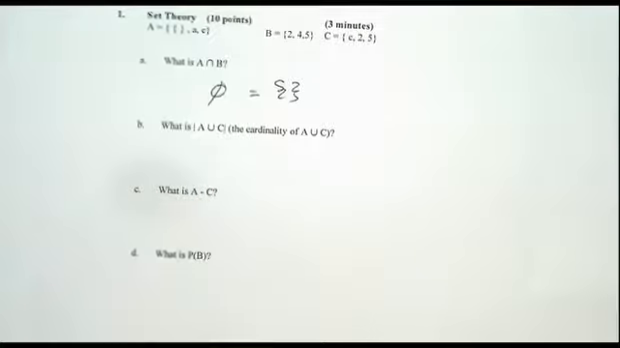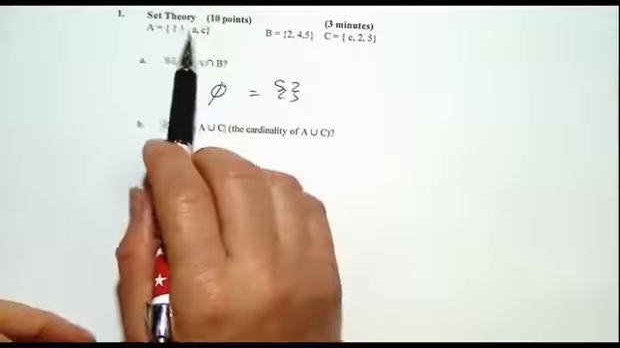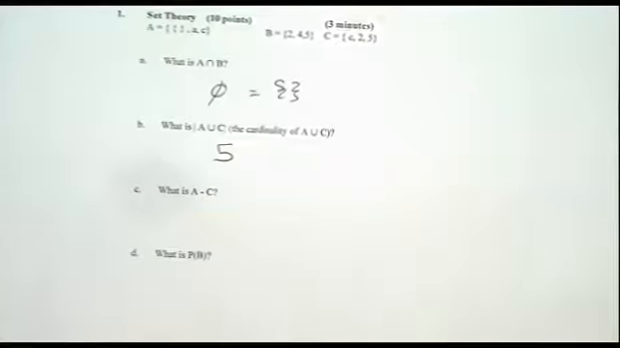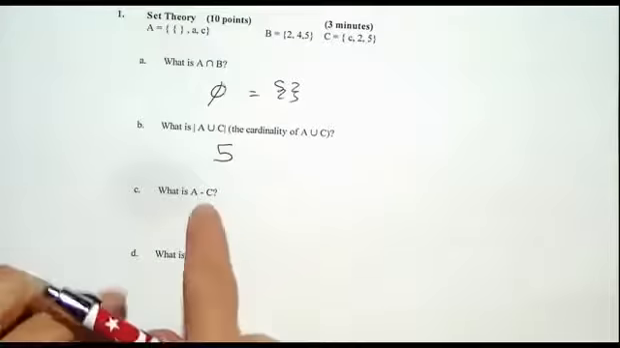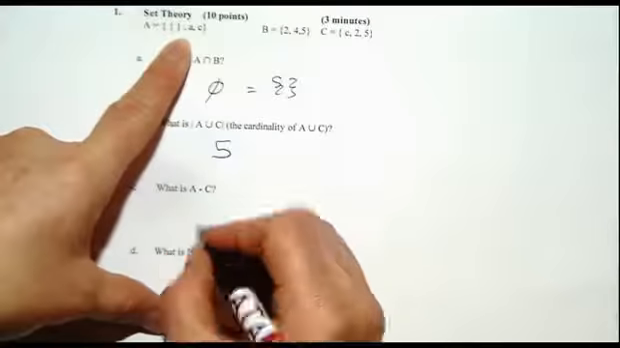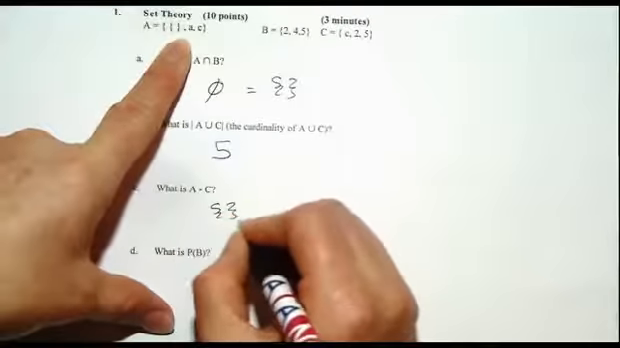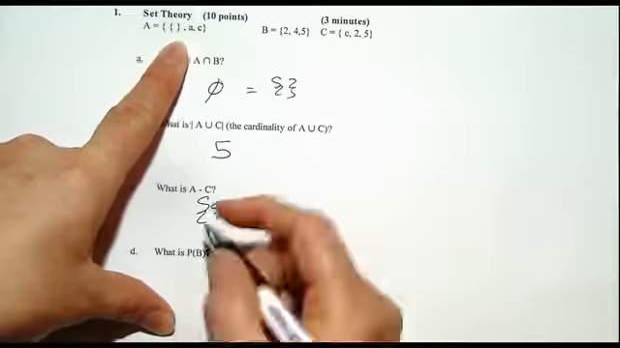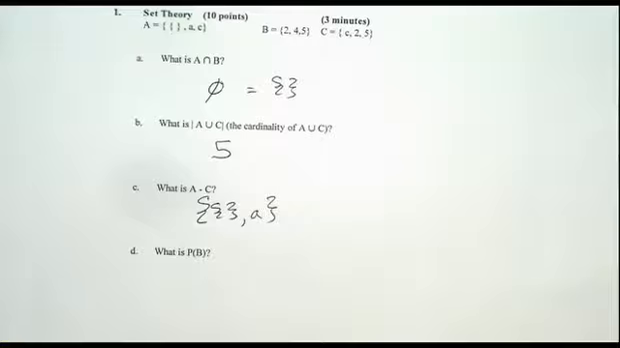When I have two bars, that means how many things are in this set. So I take the union of A union C. 1, 2, 3, 4, 5. There's 5 things that don't overlap within those two sets. A minus C is everything that is in A that isn't in C. So I have the empty set in A, and I have A in A that is not in C. So that is the set containing all the elements that are in A but not in C.